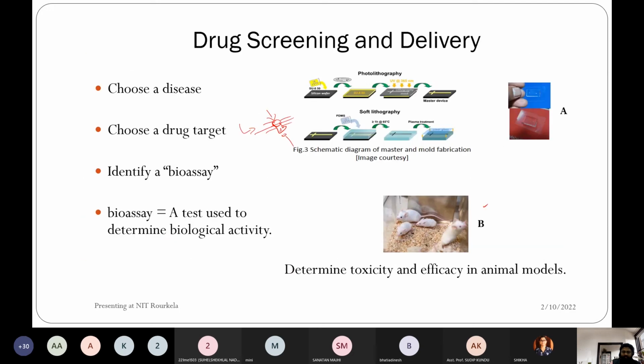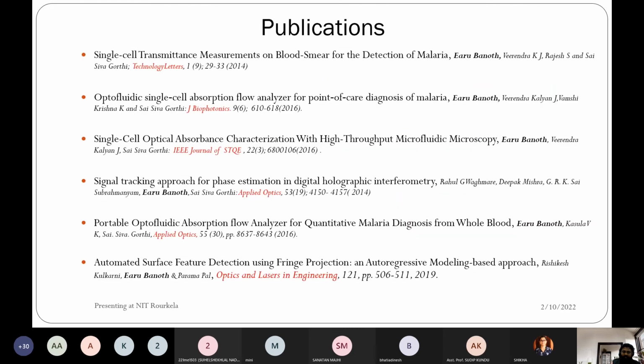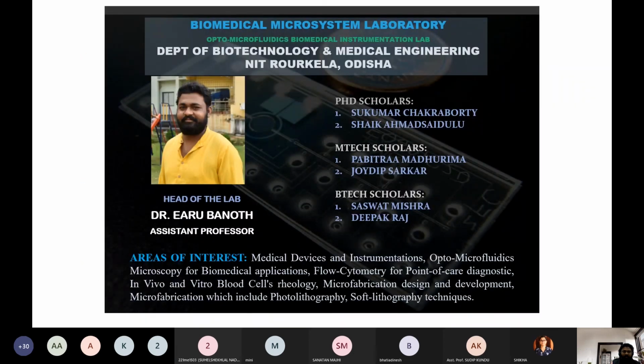So with this I thank you, my work ends here. These are a couple of applications which we are going to pursue here at NIT Rourkela. I'm happy to show my lab here, and thank you. If you have any questions, feel free to ask. I'm happy to answer you.